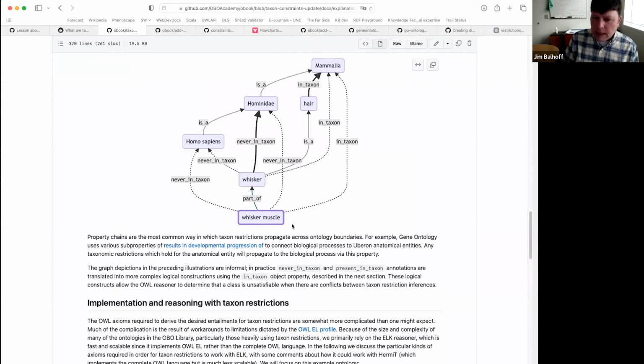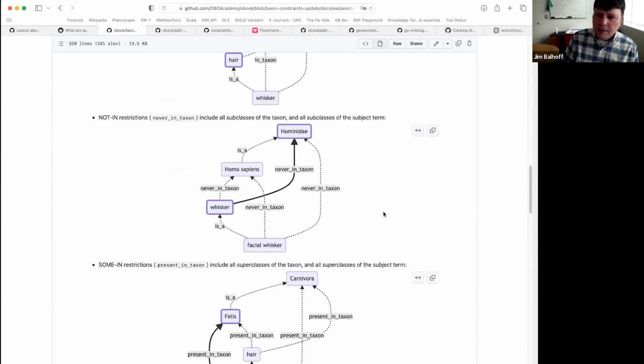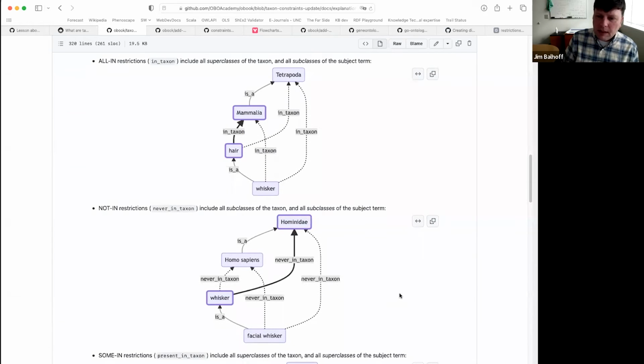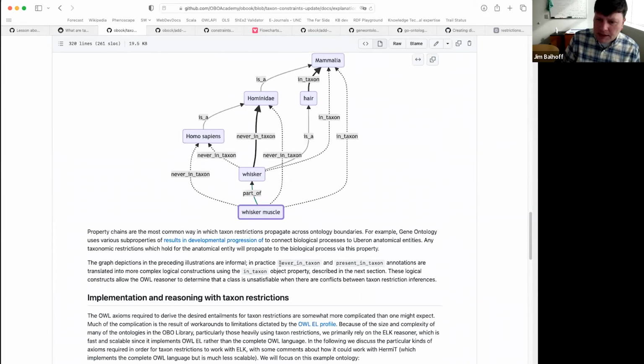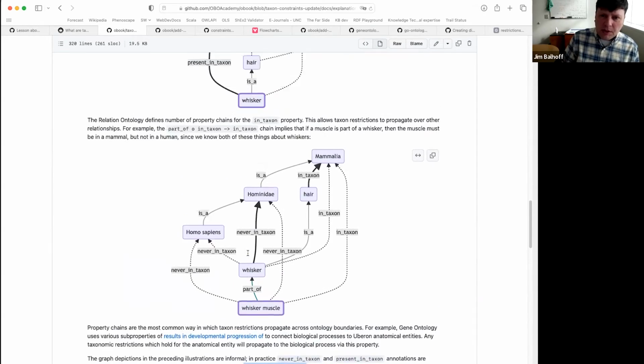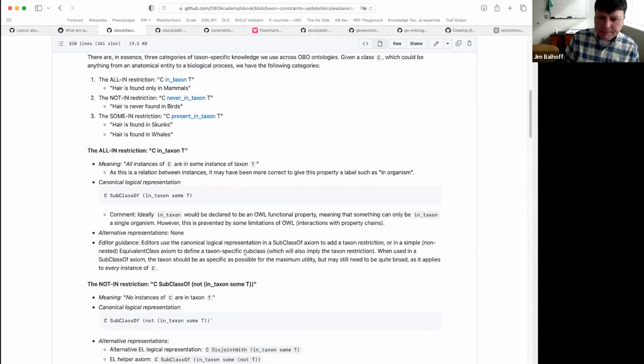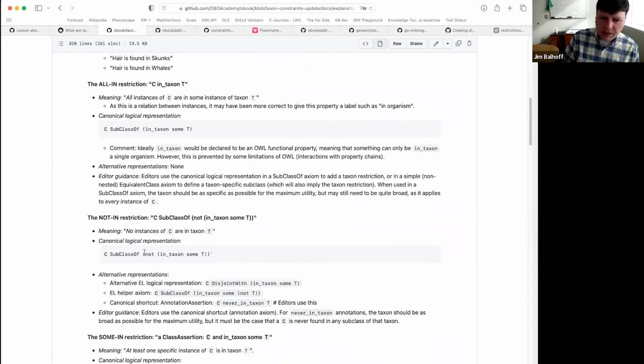So just keep in mind, these drawings are kind of informal. I think they're logically correct, but they're not exactly OWL. They're kind of knowledge graph style. So the never in taxon and present in taxon are actually annotation properties that we translate into more complex logical statements that are all based on in taxon, which I mentioned above. Never in taxon is actually like not in taxon.